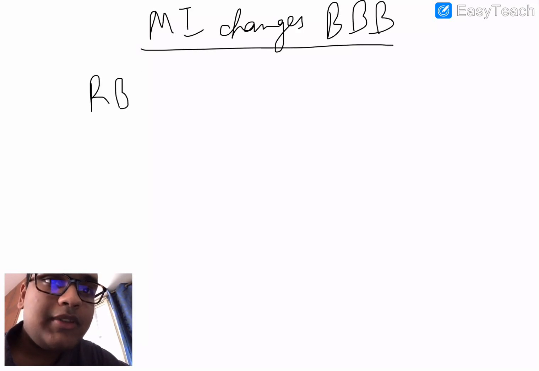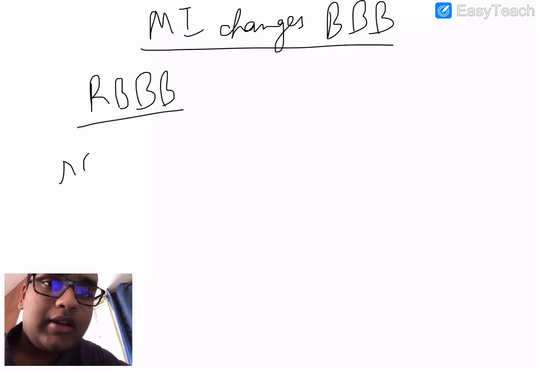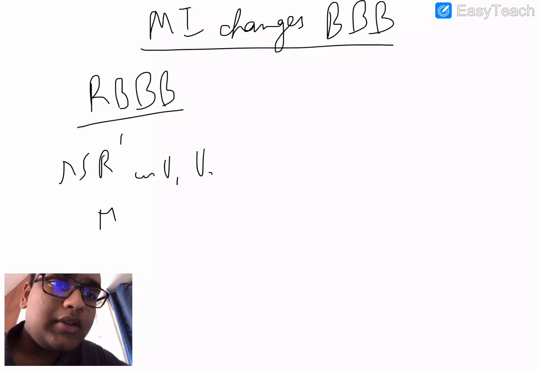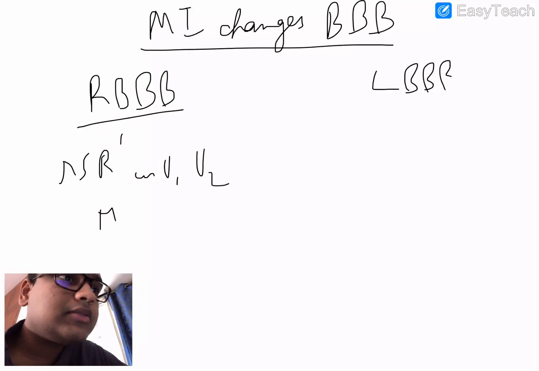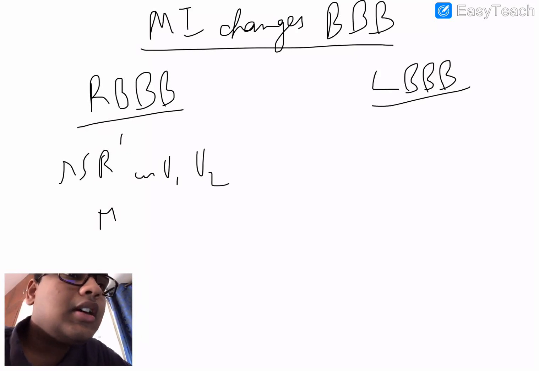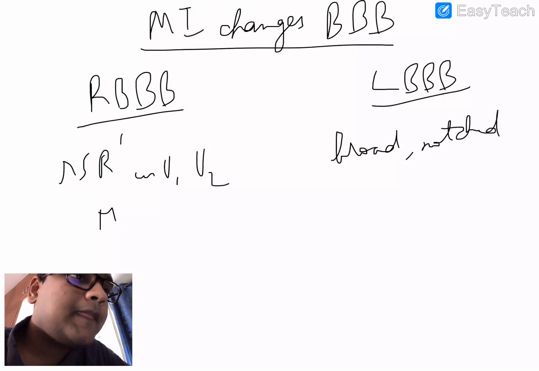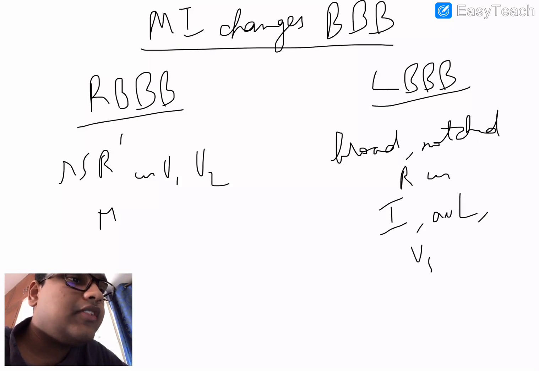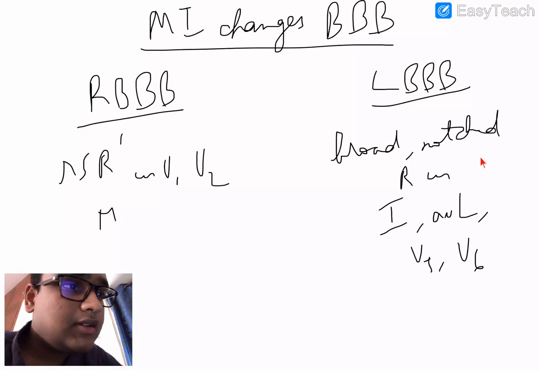So in RBBB, what are the changes seen in ECG? As I told before, you find RSR pattern or the M pattern in V1 and V2. In LBBB, you find a broad and notched R in 1, AVL, V5 and V6. So this becomes tricky when the patient has LBBB with MI.